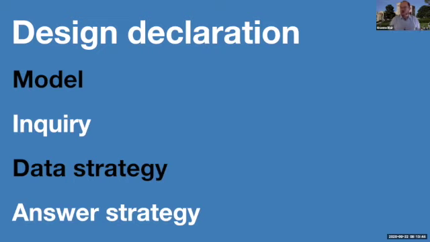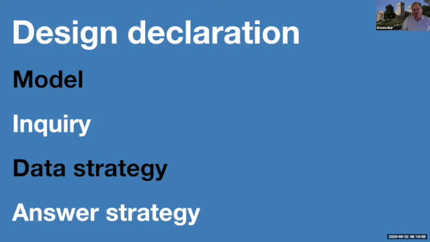a model of the world that's going to be very similar to the structural causal models that I just outlined. An inquiry about the world, so that's going to be our research question, that is a question about the world that we've defined in the model. And then we're going to have the data strategy. That's all of the choices that you make as a researcher that yield data. So that's going to be things like your random assignment strategy.